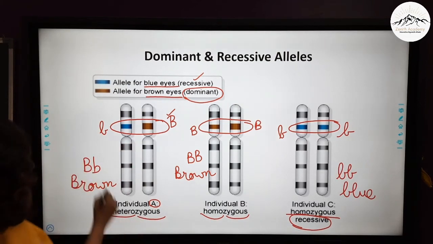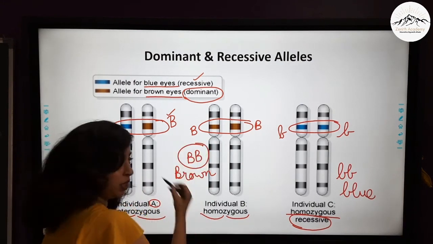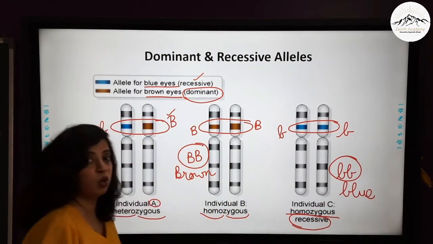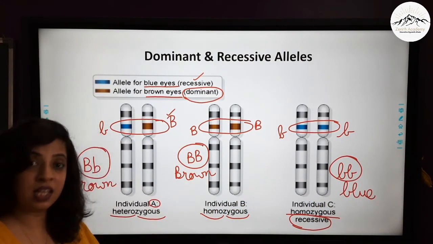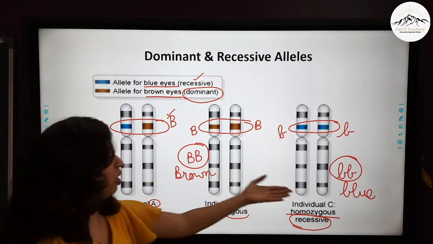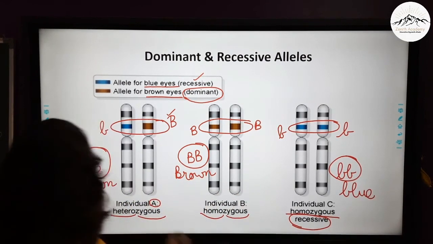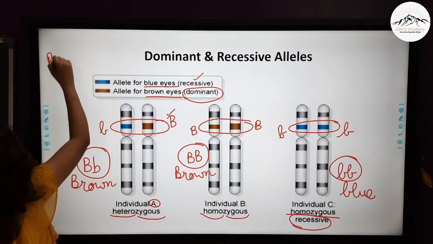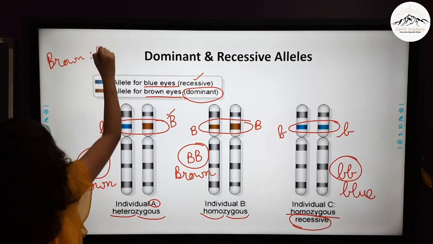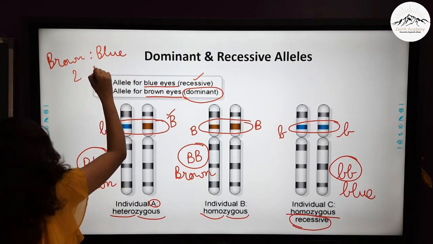So what is the genotype of this? Capital B, small b. Here the genotype is capital B, capital B, and here the genotype is small b, small b. But what is the phenotype? Phenotype is the physical expression that you see. Here it is brown, here it is brown, and here it is blue. So the ratio of brown to blue is 2:1.